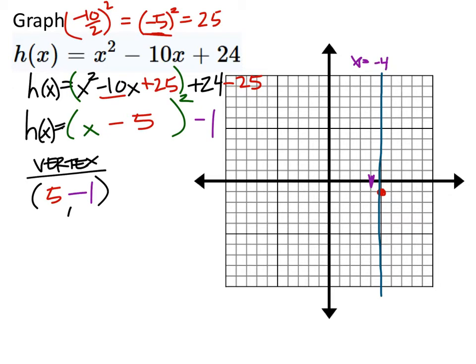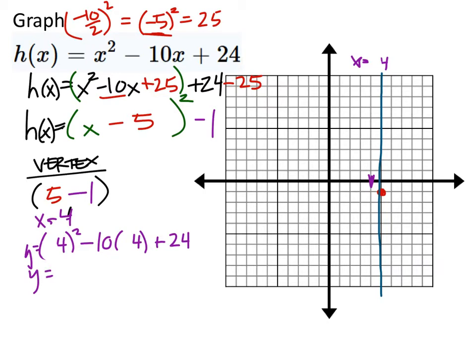Now I'm not going to use my vertex form because I think it would take longer. I'm going to go back to the original, which is x squared. So I've got negative 4 squared minus 10 times x, which is negative 4, plus 24. Thank you, positive 4. And that would be our y value, the corresponding y value when x is positive 4. Yeah, sorry, not negative 4.